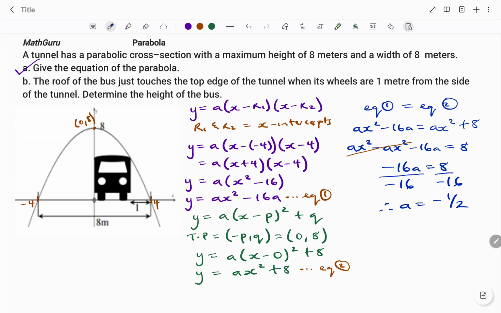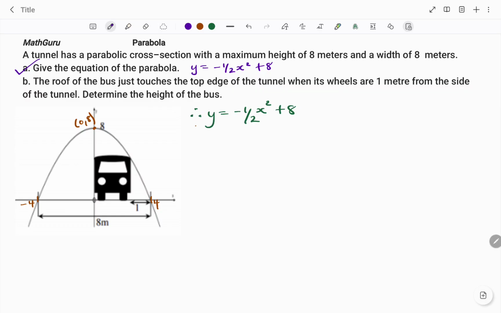Note that the value of a determines the shape of my parabola. So if my a is greater than 0, I'm going to have a smiley face. But in this case, the value of a is less than 0, and therefore, my parabola is concave down, a sad face. So therefore, the equation of the parabola as shown will be y equals, I'm going to use the second equation, so that's negative 1 over 2 x squared plus 8, and that is the equation of my parabola. Let's go to the second part of the question.